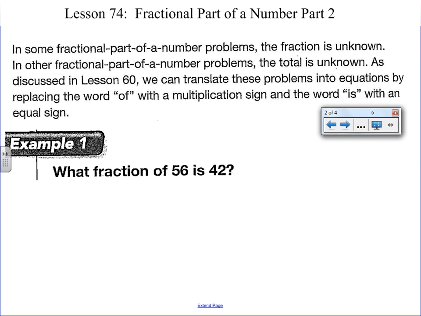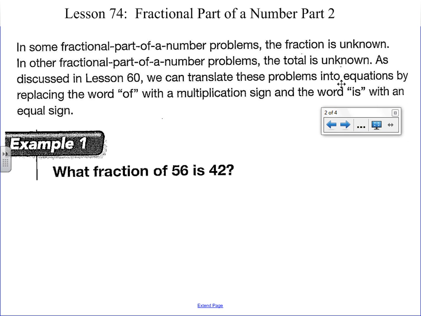Alright, what we're talking about today is Lesson 74, Fractional Parts of a Number, Part 2. Unfortunately, sadly for you all, today's lesson is a really short lesson. I know you guys hate when that happens. In some fractional part of a number problems, the fraction is unknown. In other fractional part of a number problems, the total is unknown.